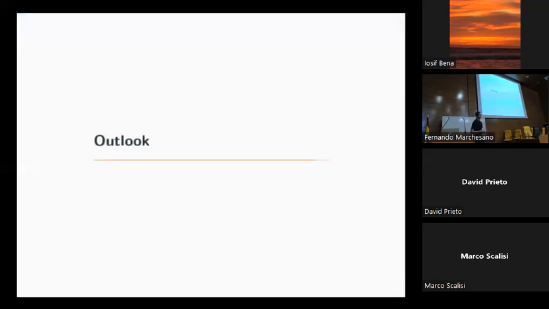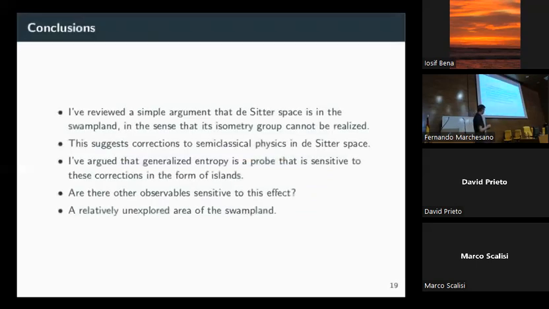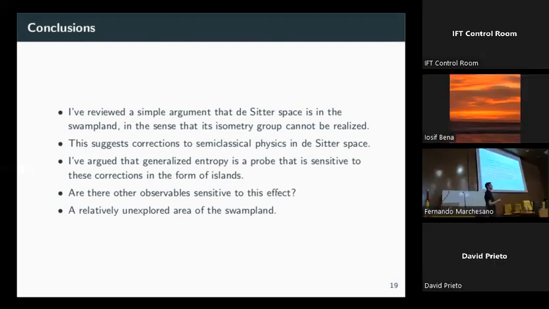Okay, so let me finish with the outlook. What I've reviewed today for you is a very simple and old argument that de Sitter space is in the Swampland, in the sense that this isometry group cannot be realized in quantum gravity. And then it's an important question to understand precisely at what time scale these effects show up.